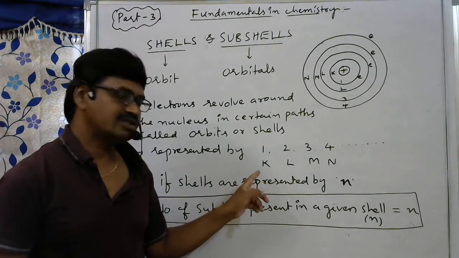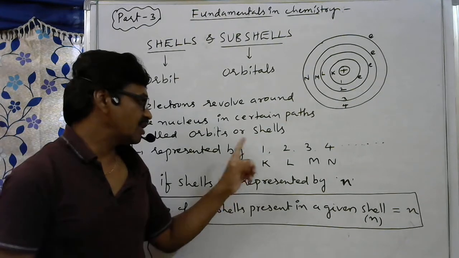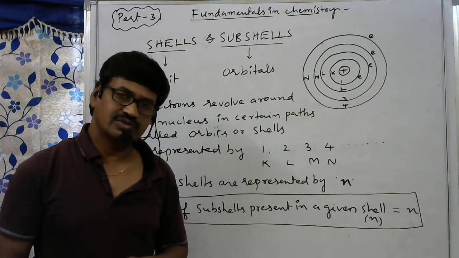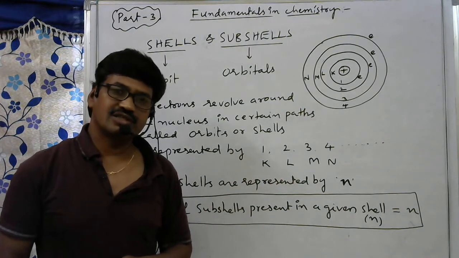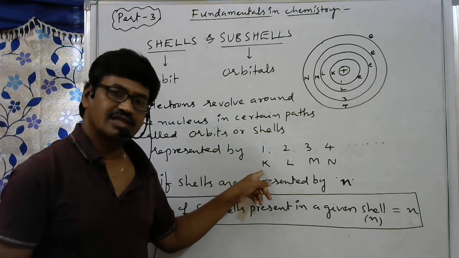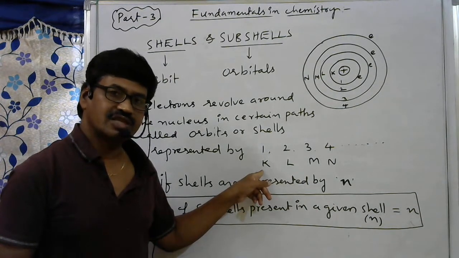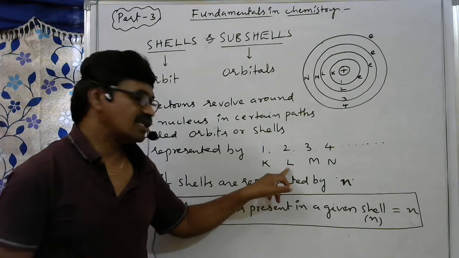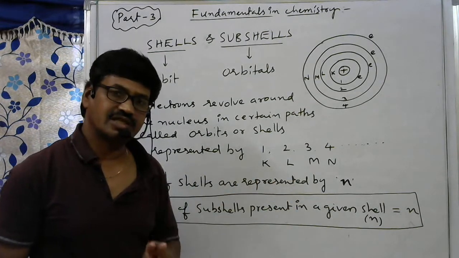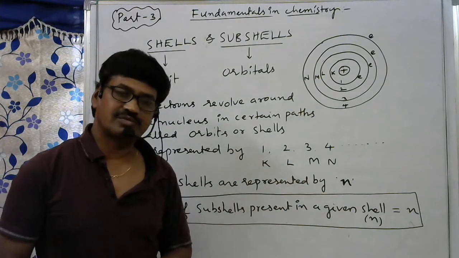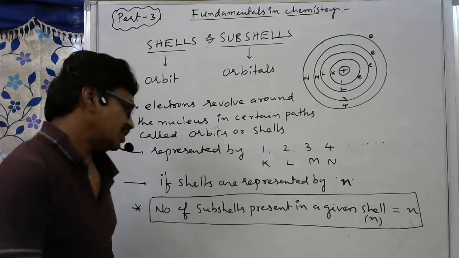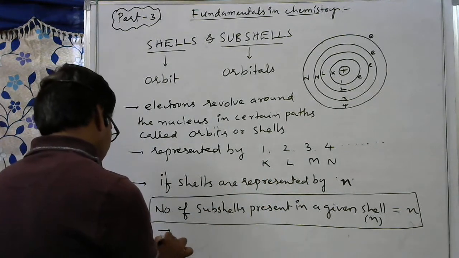n value 1 means 1 subshell, n value 2 means 2 subshells, n value 3 means 3 subshells, n value 4 means 4 subshells. If the shell is given in terms of K, in the K shell how many subshells are present? 1. In the L shell? 2. In the M shell? 3. In the N shell? 4.